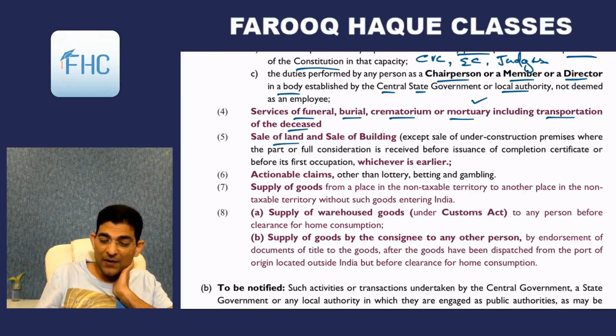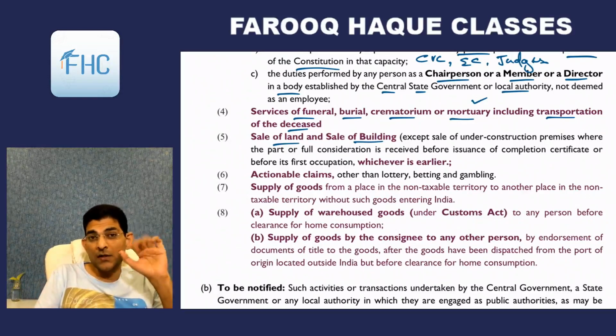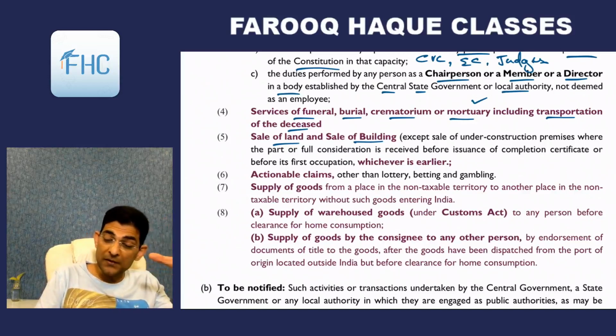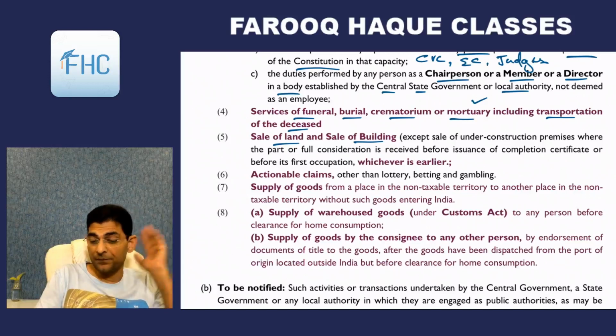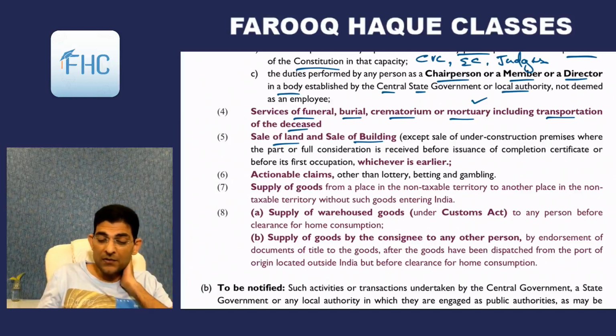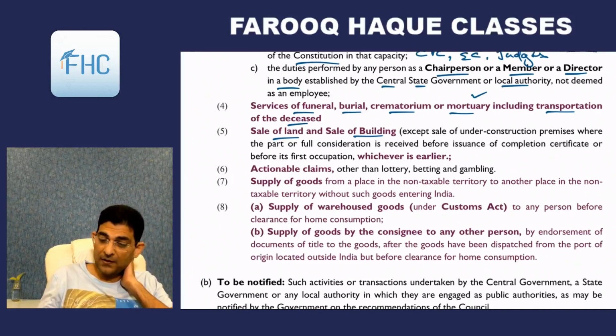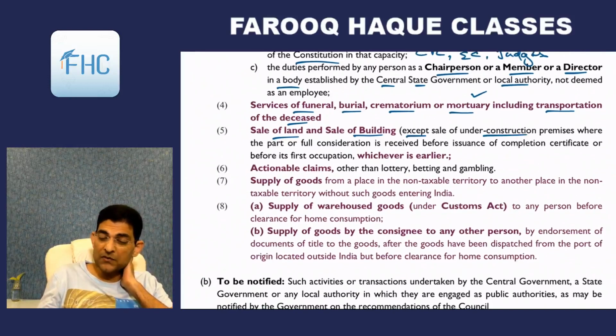Then sale of land and sale of building, except that under construction. So just now we saw in schedule 2, I told you that sale of constructed property is not liable, but under construction sale and then finishing it is liable to GST, right? So it will be called as the service. But sale of land or building which is already completed is not taxable. So that is given here, sale of land and sale of building. Exception is the one which is under construction, which is given in that schedule 2.